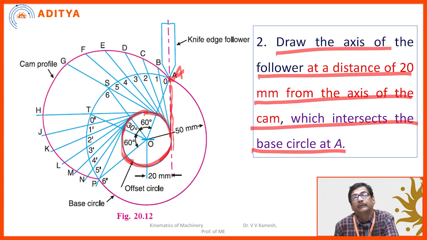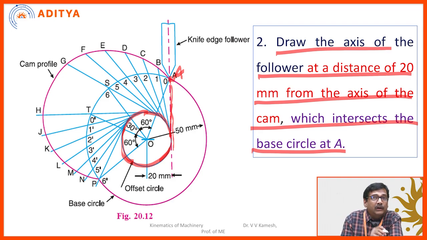After that, earlier we divided this particular arc into 6 parts, and the next return stroke also into 6 parts like this. But now also you divide the base circle points into equal parts, the same thing. So I am getting 6 equal parts.